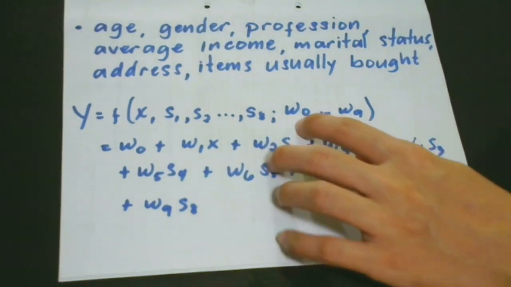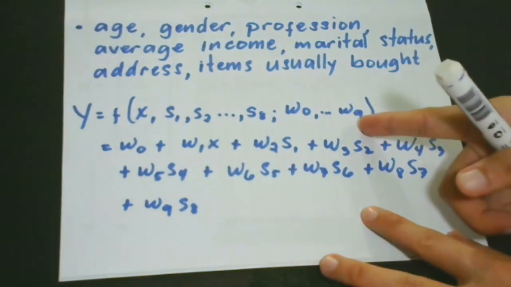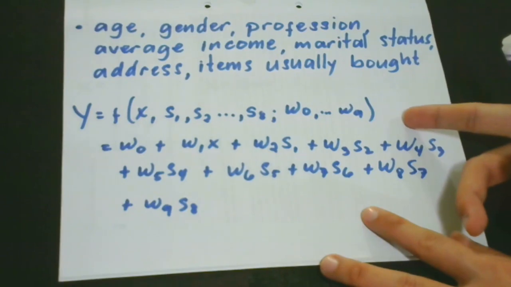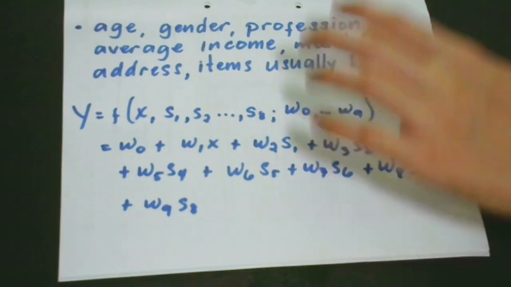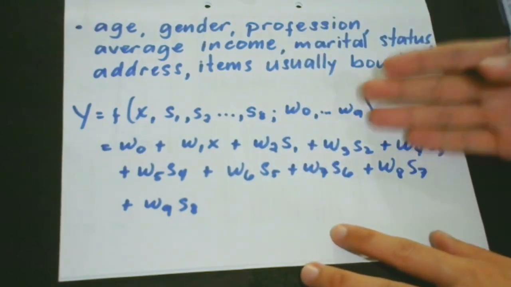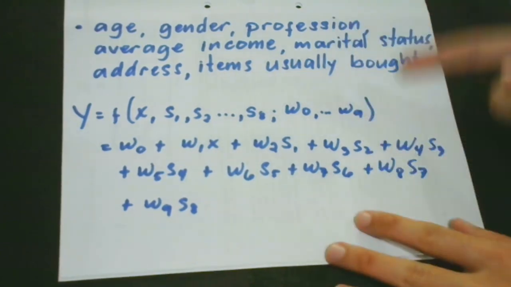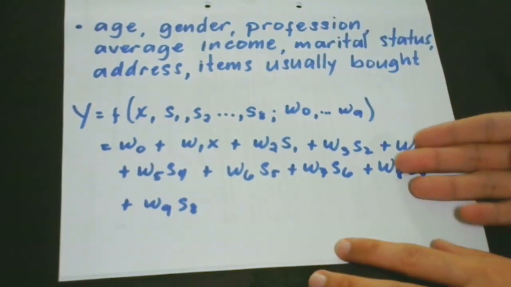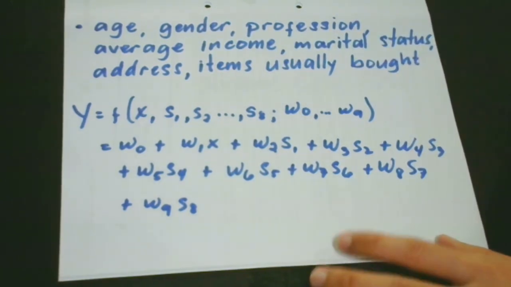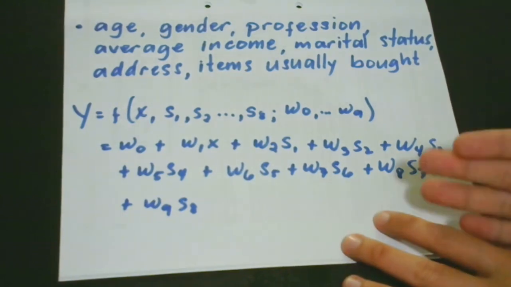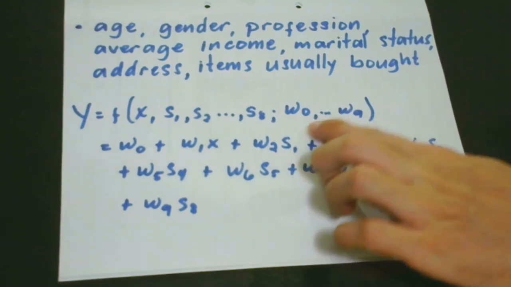Now we also have the following parameters. We have W0, W1, W2, up to W9, which denote the weights of each attribute of each customer. This would be our possible linear model for a certain data. Using our prudence and foresight, we could make our analysis to find W0 to W9.